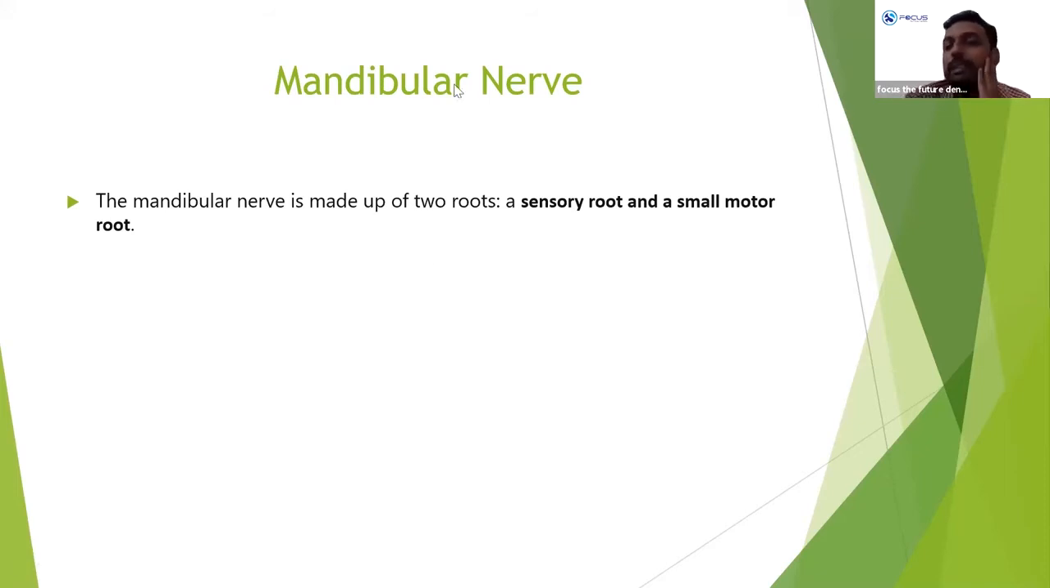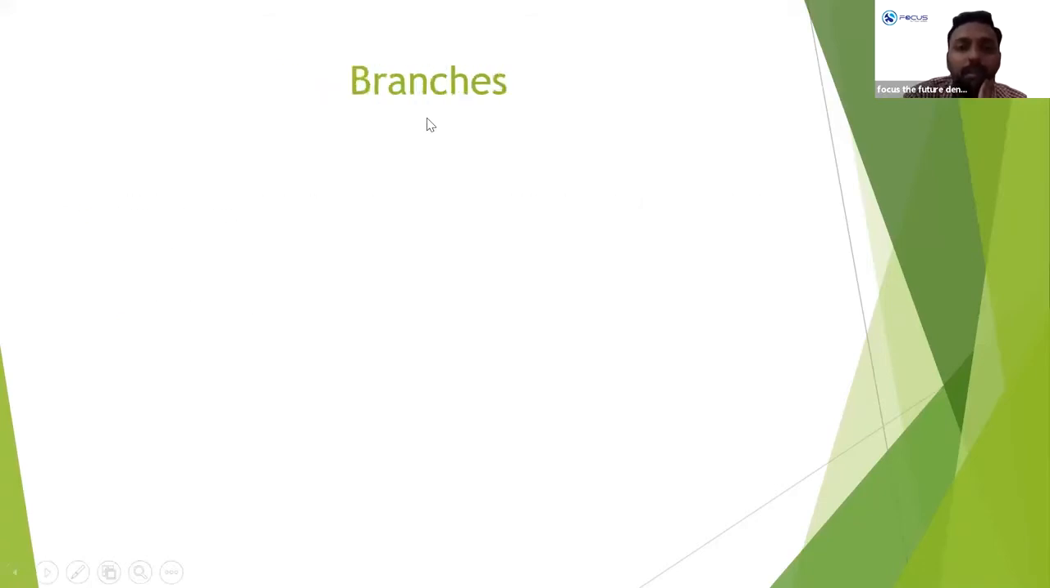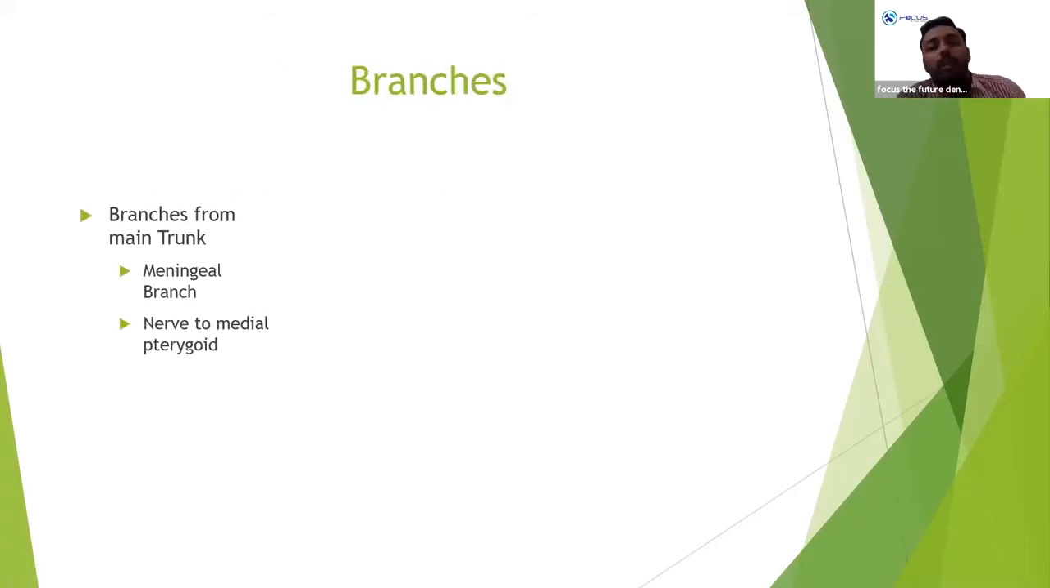Sensory root: most of the sensation in the mandible is by the mandibular nerve, including sensation from the tongue. So what are the branches? There are branches from the main trunk. You have a main trunk which comes out through your foramen ovale. So you have a foramen ovale like this, and a main trunk which comes out through it. So there's a larger main trunk from the foramen ovale which comes out, and then there are two branches. So let this be the larger trunk.